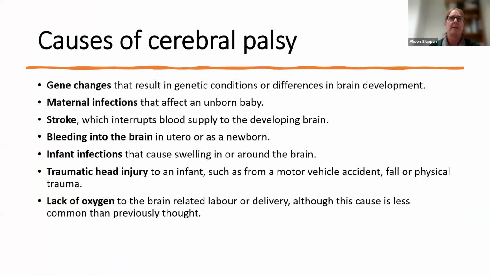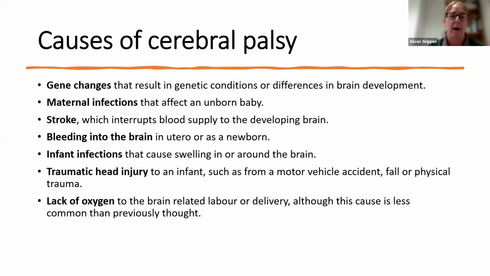So essentially, the causes of cerebral palsy can be many and varied, because any lesion can lead to its presentation. It might be genetic, so genetic conditions that can impair brain development. It can be maternal infections that affect an unborn baby, such as chorioamnionitis. And then there can be stroke.